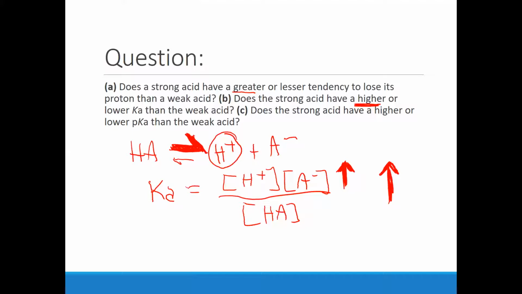Do stronger acids have a higher or lower pKa than weaker acids? Now remember that pKa is the negative log of the Ka. And because of this negative log function, we see the opposite trend. And so we have a big Ka, as is shown, we're going to have a low pKa. So strong acids have a lower pKa.